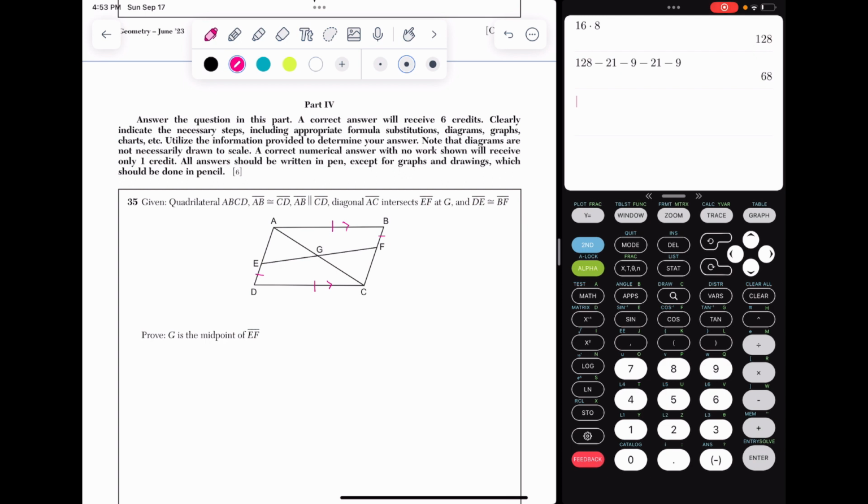In order for that to be true, that means that EG has to be congruent to FG, right? If G is the midpoint of EF, those two pieces of that line segment must be congruent to one another. So that's going to be my goal, is to show those two segments are congruent, and then I'll ultimately be able to prove that G is the midpoint of EF.